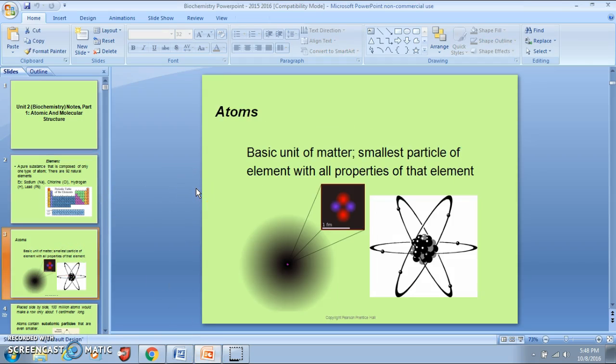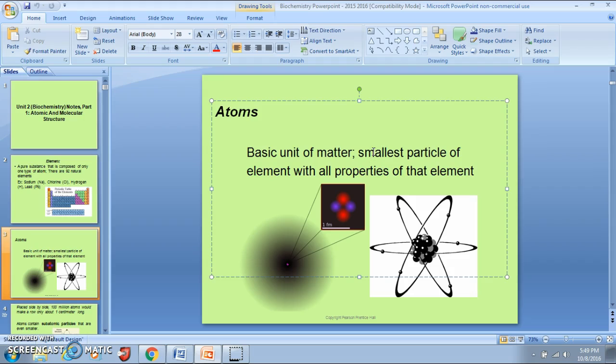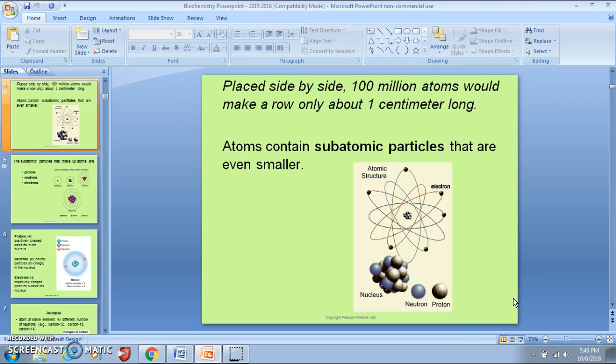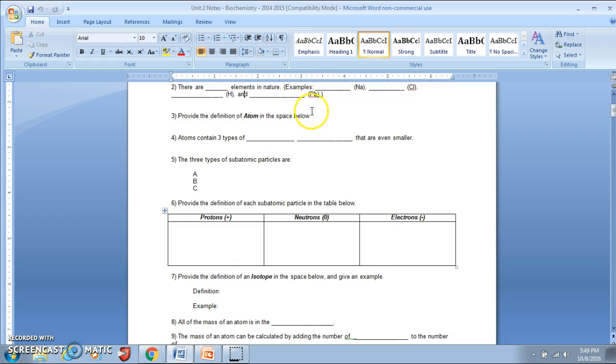Okay. We're going to define an atom as the most basic unit of matter. Later in our class, we're going to talk about cells as the basic unit of life, but atoms are smaller than cells. In fact, it goes atom, molecule, and then cell. So, atoms are going to be the smallest particle of an element, like sodium or chlorine, that has all the properties of that element. At that point, we have done number 3 in the notes.